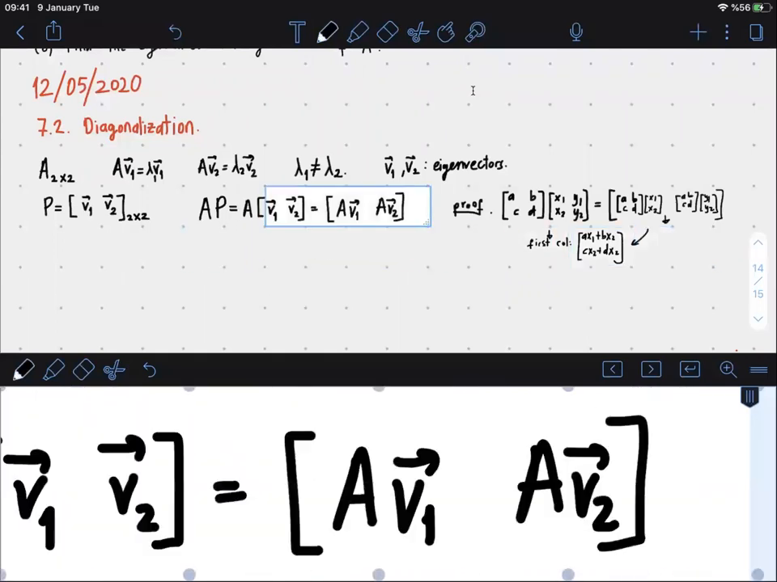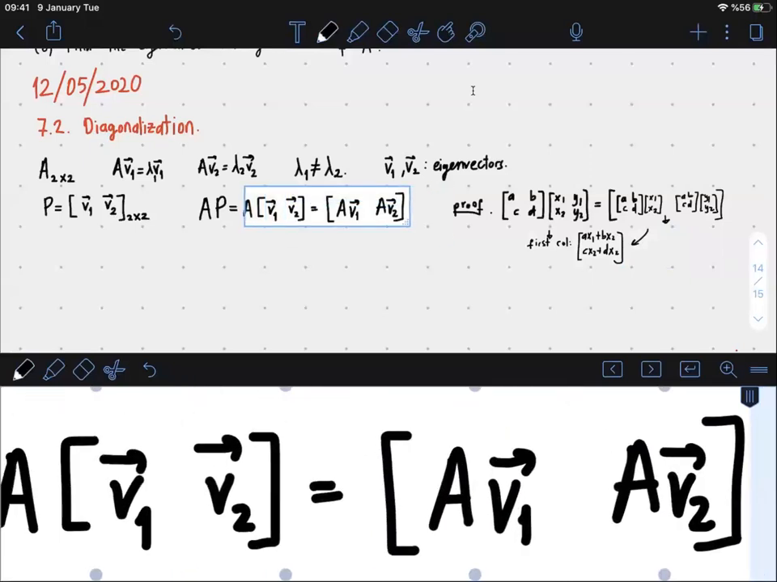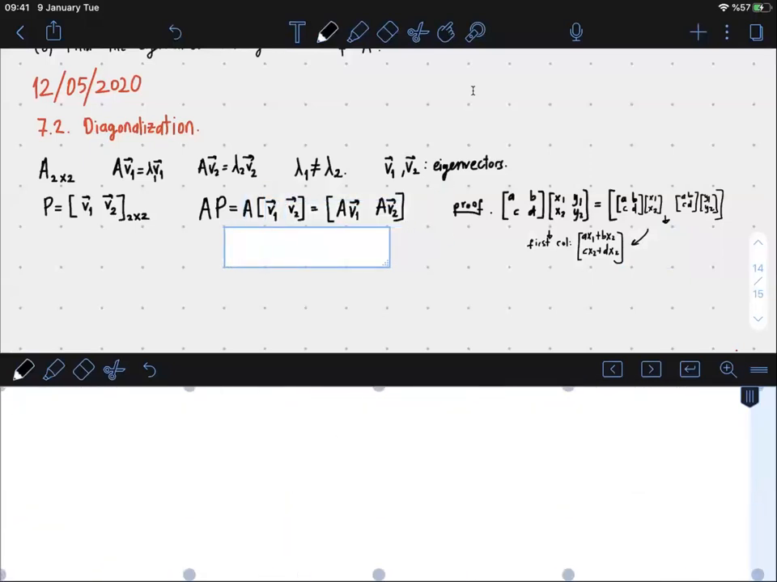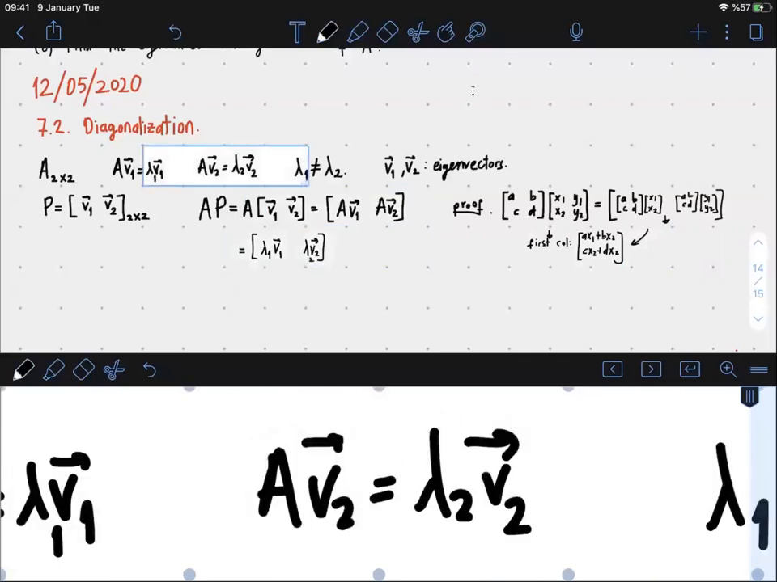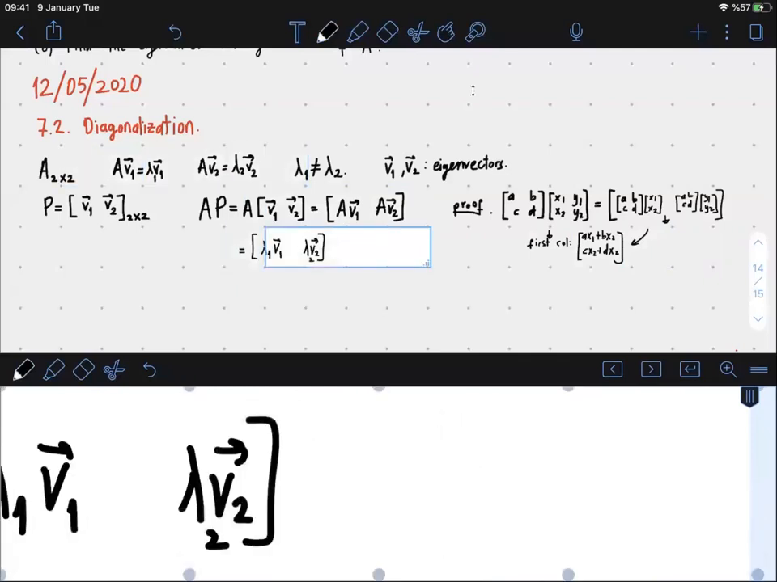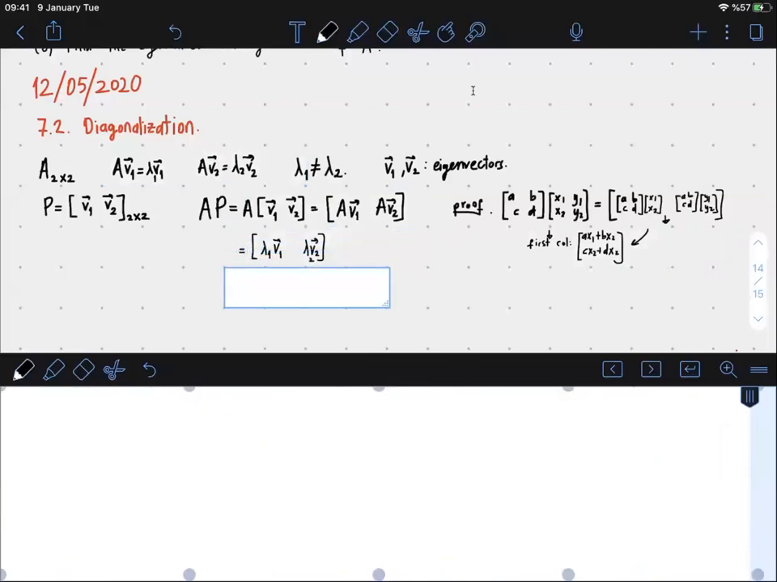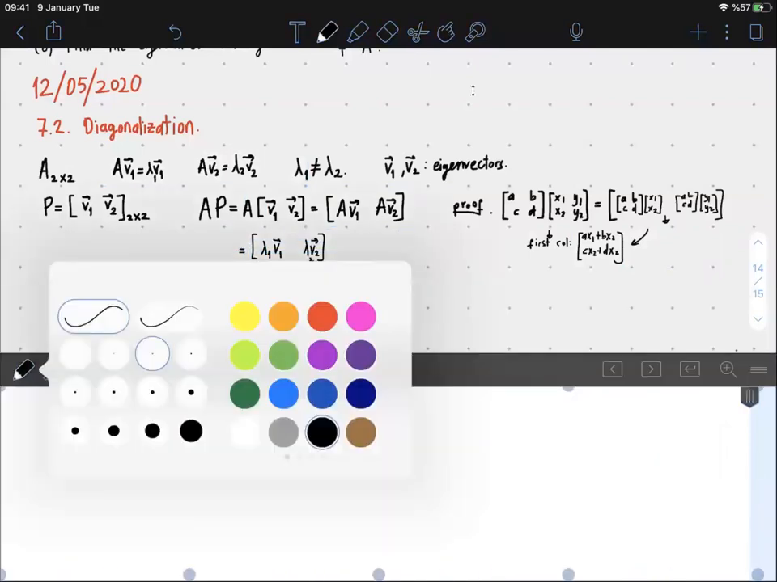Okay, but let's go back here. So we were at this step. But we know that AV1 is what? AV1 is basically lambda 1 times V1. And what is AV2? This is lambda 2 times V2, okay? Because we assumed them here. These were eigenvectors.